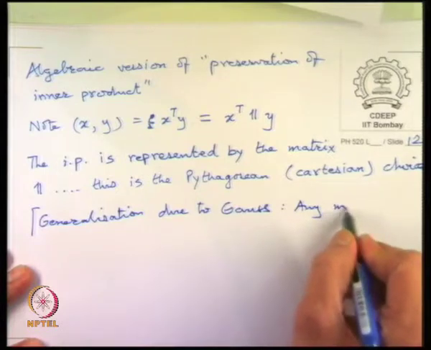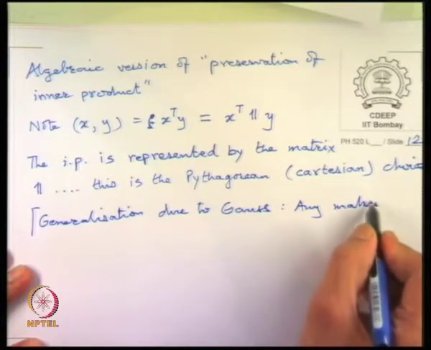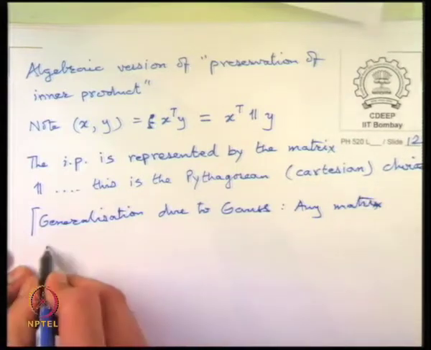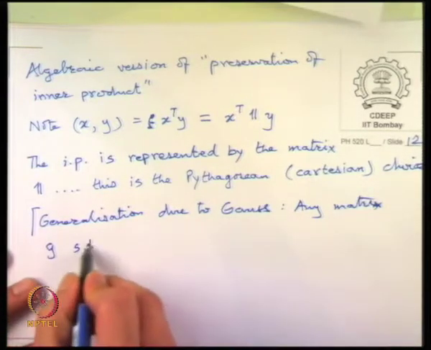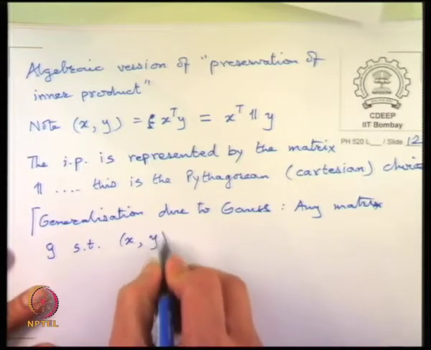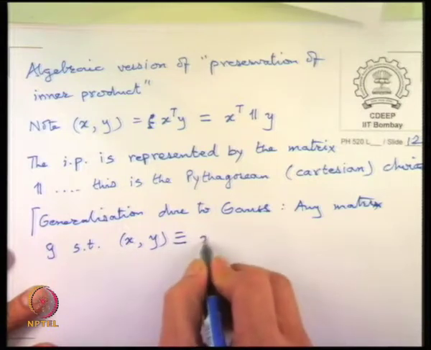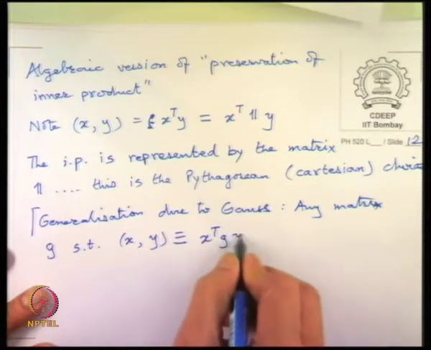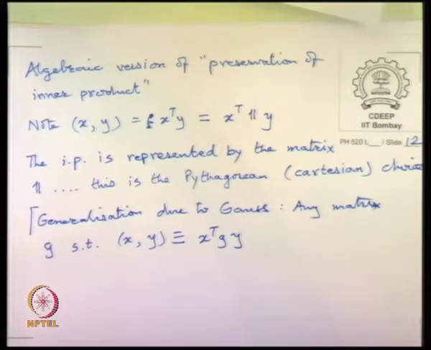Any matrix G such that x, y is defined by x transpose G y. You insert this matrix G, but it should obey all the inner product requirements, that's all. You don't say it is the identity matrix. You can put any matrix that you like. So typically it will turn out it has to be a symmetric matrix, that's all.